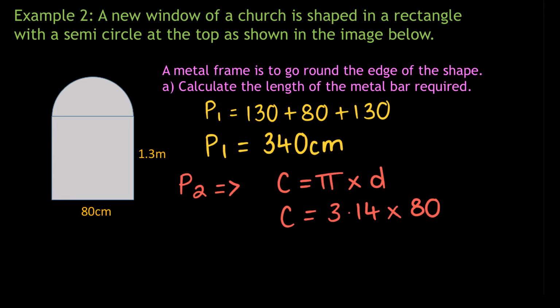And you can do that without a calculator because 80 can just be broken up into 8 times 10. So we can do 3.14 times 8 and then times the answer by 10.